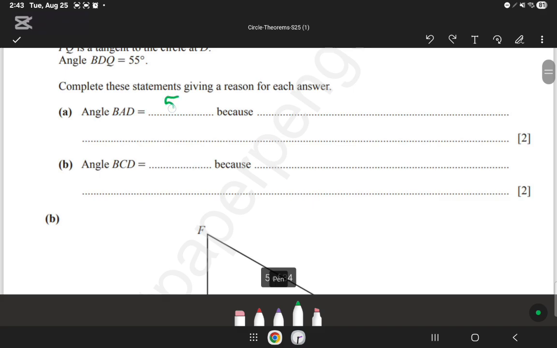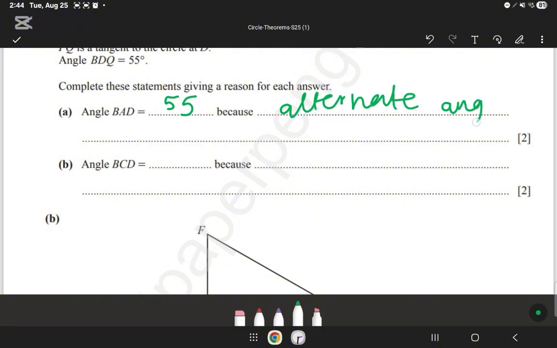So it's 55 because alternate angles in a segment are equal.